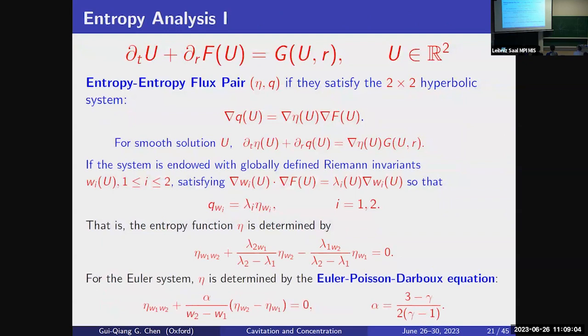The idea, of course, is related to entropy analysis, the entropy I introduced earlier. For this 2x2 system, if it has global Riemann invariants, then you can diagonalize the two equations in this form, get rid of Q, and get a singular Euler-Poisson-Darboux equation, a linear wave equation for the entropy. Since we have a singularity along the vacuum, this will be a singular Euler-Poisson-Darboux equation. The alpha index is very important for the singularity of the solution of the wave equation at the vacuum. Now the linear wave equation has two kernels.